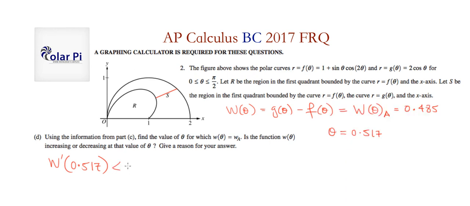So since w prime of theta is less than 0 for this theta, we see that w of theta is decreasing at this value of theta. Okay, cool. So you might want to do a little bit more writing, because I said it to you, talking. But yeah, so you get full credit for your test.